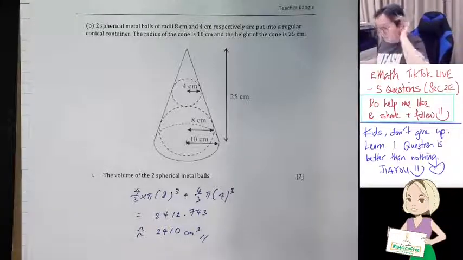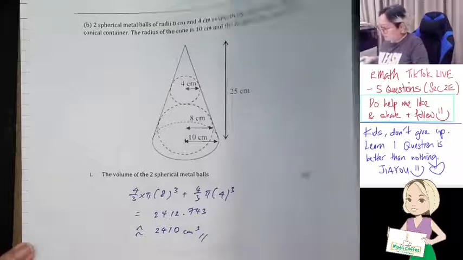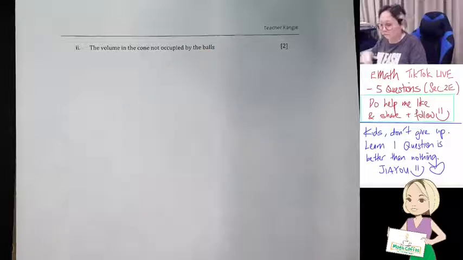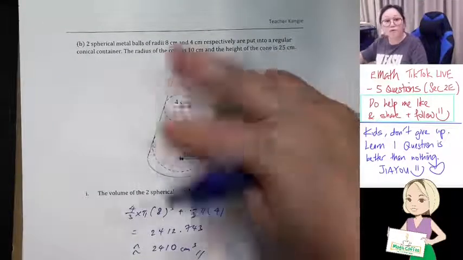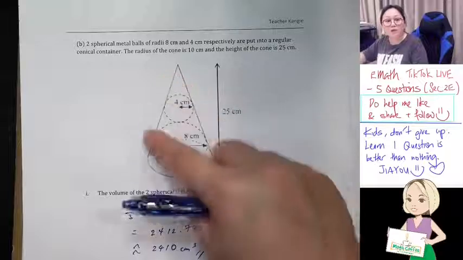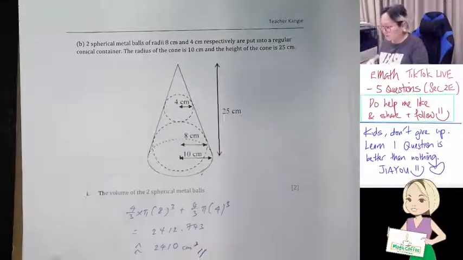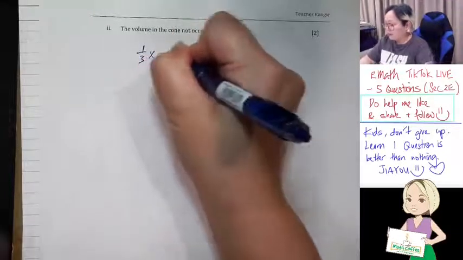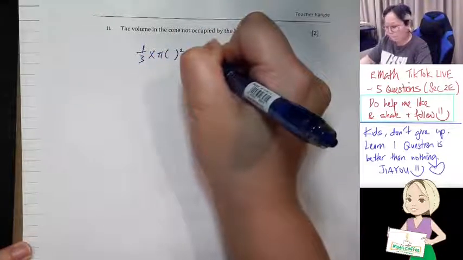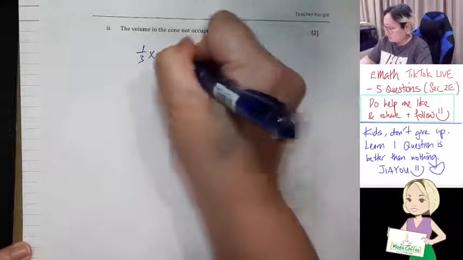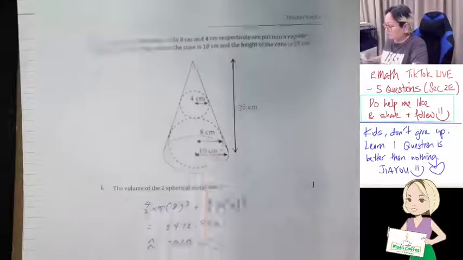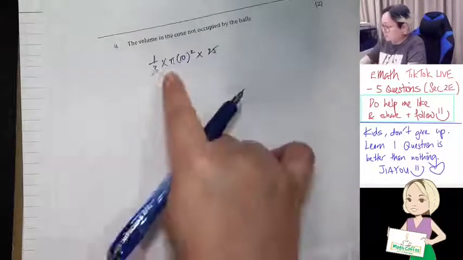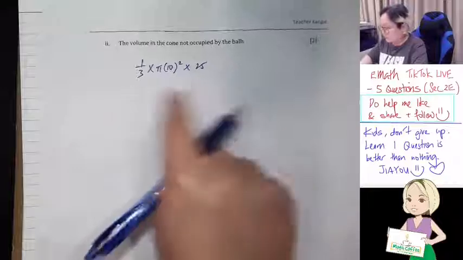Okay, next, let's move on. They say find the volume in the cone that is not occupied by the balls. So I need to find the volume of the cone minus away the volume of the two spheres, and that will be the so-called empty space that is not occupied. So let's find the volume of the cone. The volume of the cone formula is 1/3 times pi r square h. So the cone base radius is 10, height is 25. So it's 1/3 times pi times 10 square times 25. This is the volume of the cone.